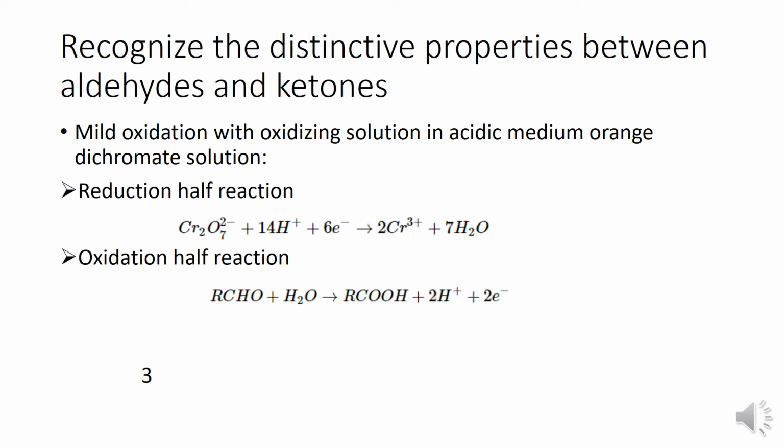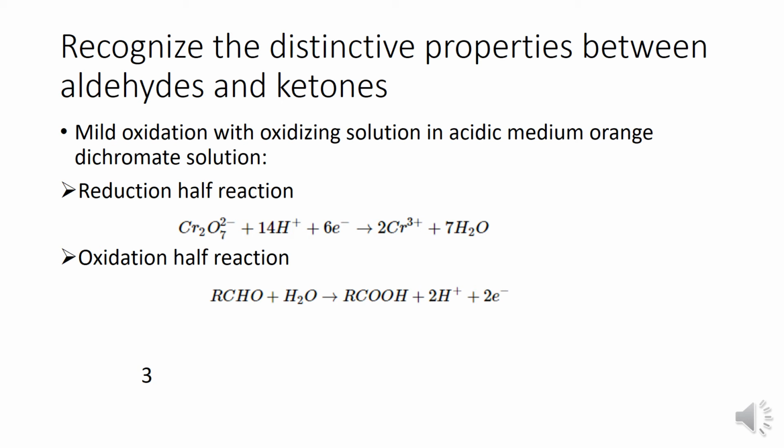Now the oxidation half reaction, the aldehyde becomes carboxylic acid. The first step, we balance the carbon atoms. They are balanced because it is mild oxidation, the same number of carbon atoms. Second step, we balance the oxygen by adding water on the reactant side. And the third step, balance hydrogen by adding 2H+ on the product side. And the last step, balance charges by adding 2 electrons on the product side.